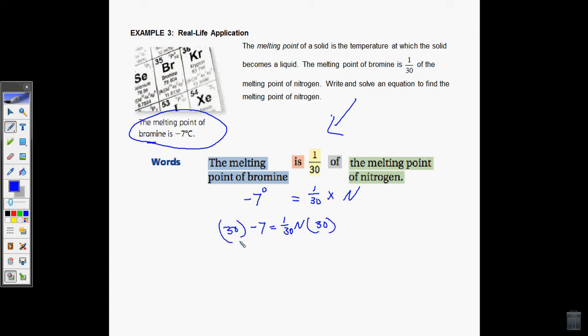Multiplying by 30. Over on the right side, fantastically, these things will cancel each other out. On the left side, I'm going to be just multiplying a 7 and a 3. 7 times 3 is 21, but it's not a 3, it's a 30, so I'm going to add a 0. It was a negative times a positive, so my resultant is negative. That equals N. Very good. -210 degrees is the melting point of nitrogen.